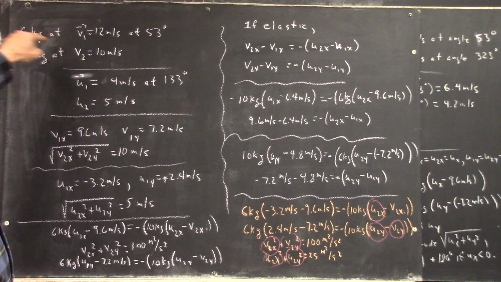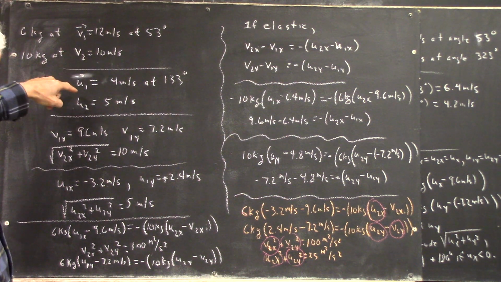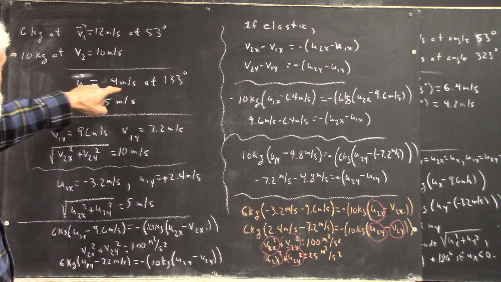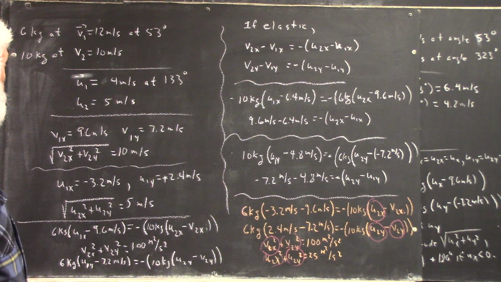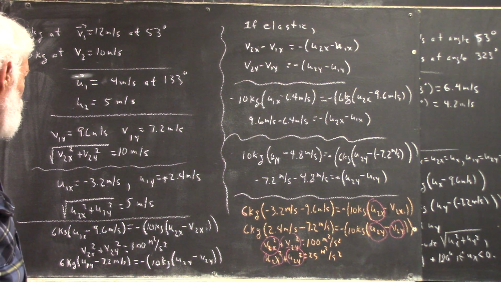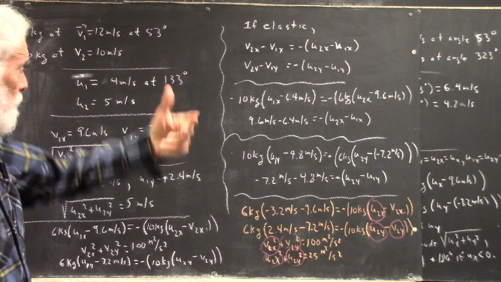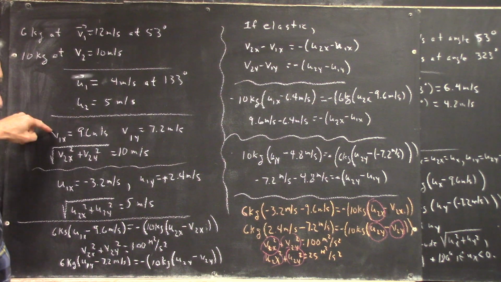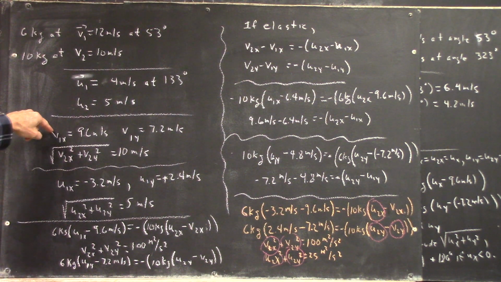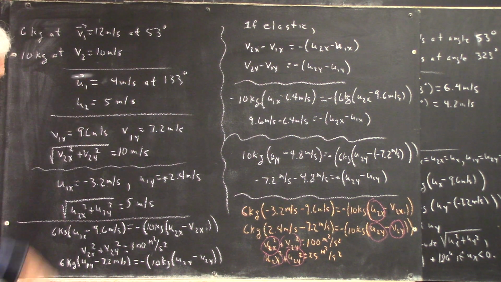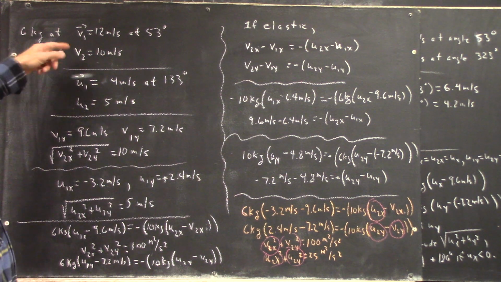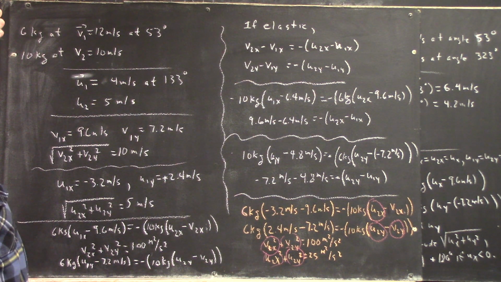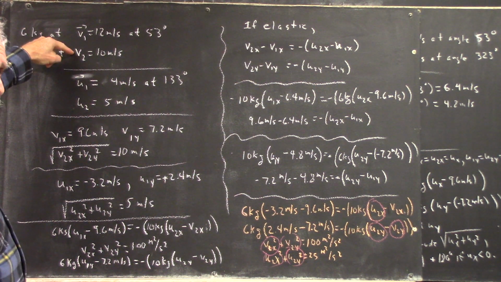Okay, so we take what information we have, and we get our U1, our after collision velocity of the first 6 kilogram object. It's 4 meters per second at 130, I'm sorry. I'm not even sure what I was saying there, but let's go back. We take V1 and we break it into its components. And that's very straightforward using the sine and cosine.